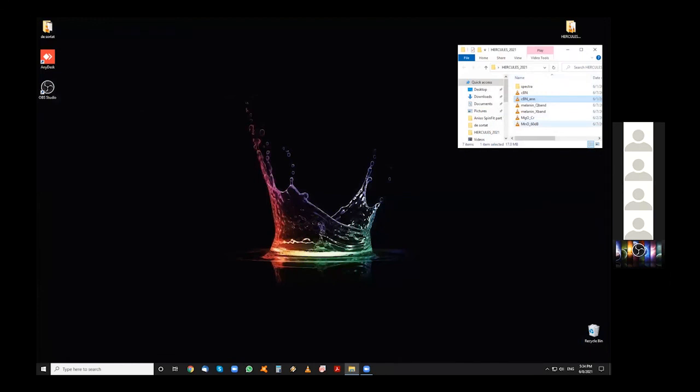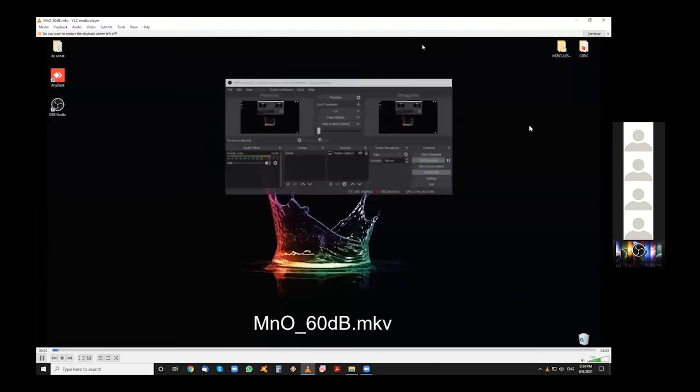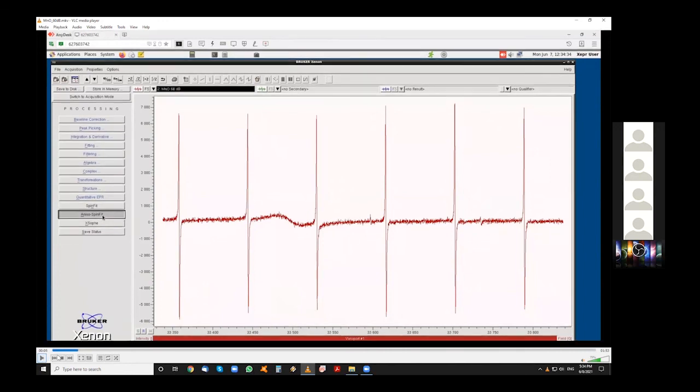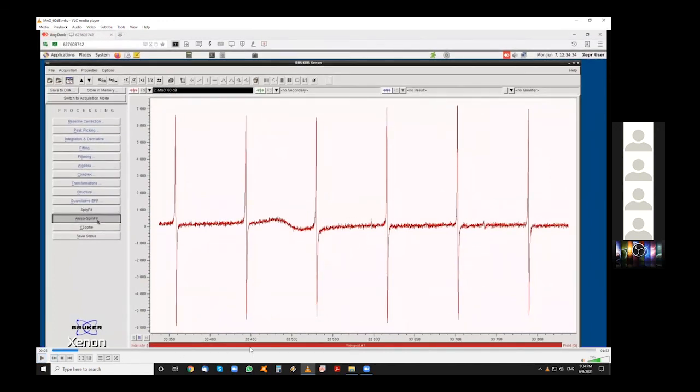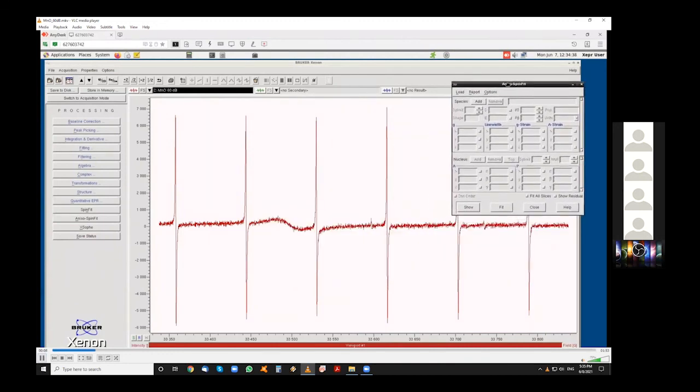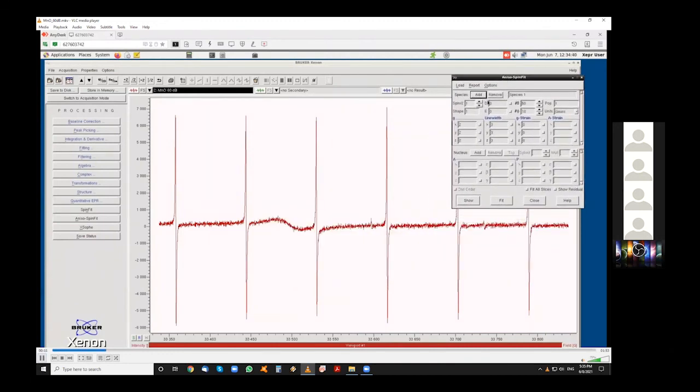Next, I will present you the spectrum of manganese in calcium oxide. This one is recorded in the W band. You may observe here the value of the magnetic field that is 10 times higher than the X band, and you may see the beautiful 6 lines of manganese that you've seen a lot this afternoon.